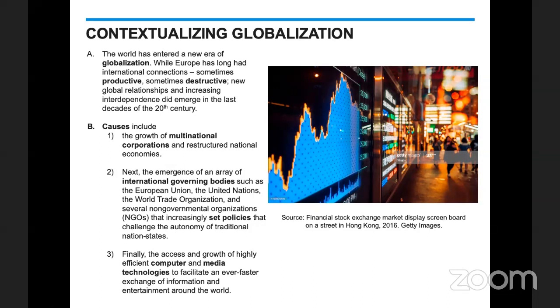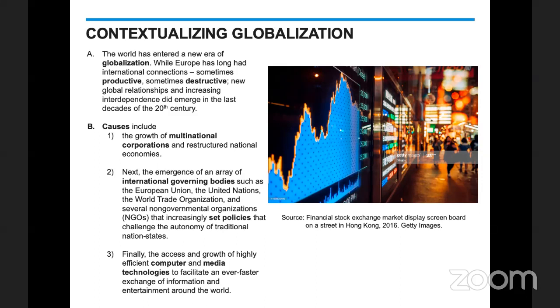So what is globalization? I'm just going to begin with this image: the financial stock exchange market displays screen board on a street in Hong Kong from 2016. We need to really define what globalization is. What does that mean? So the world enters this era of globalization. While Europe has long had international connections, sometimes productive, sometimes destructive, new global relationships and increasing interdependence did emerge in the last decades of the 20th century.